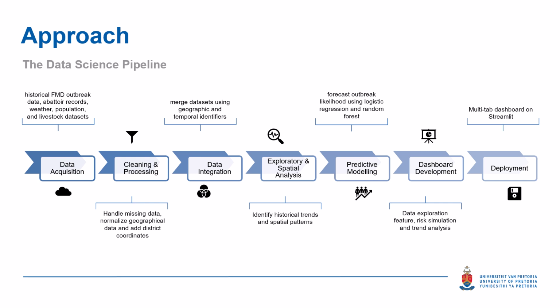We then conducted an exploratory and spatial analysis to identify historical trends and spatial patterns. We then built a predictive model to forecast outbreak likelihood using logistic regression and random forest. We then developed our dashboard, which allows for data exploration, risk simulation, and trend analysis. Our dashboard is then deployed on Streamlit and it has multiple tabs.